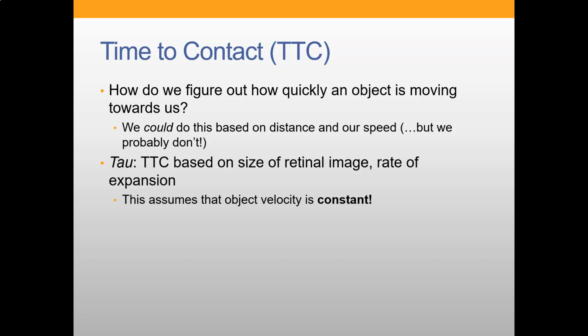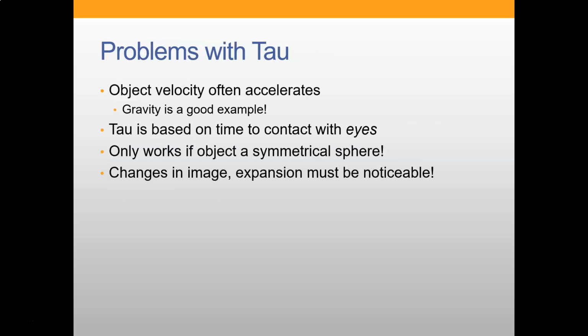Now, here's what's really critical. Tau assumes that object velocity is constant. There's no sudden rapid accelerations or decelerations. This assumes constant velocity. So this may not work very well if you're trying to figure out how close the car in front of you is stopping so that you can brake appropriately. Tau may not work as well for sudden accelerations or decelerations.